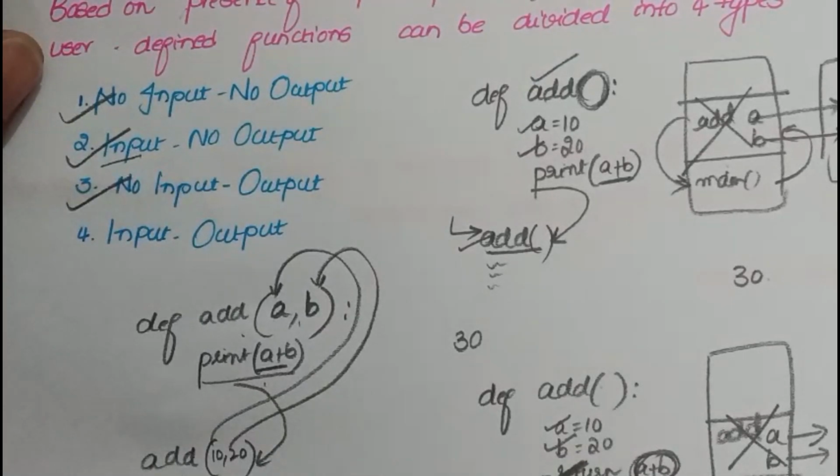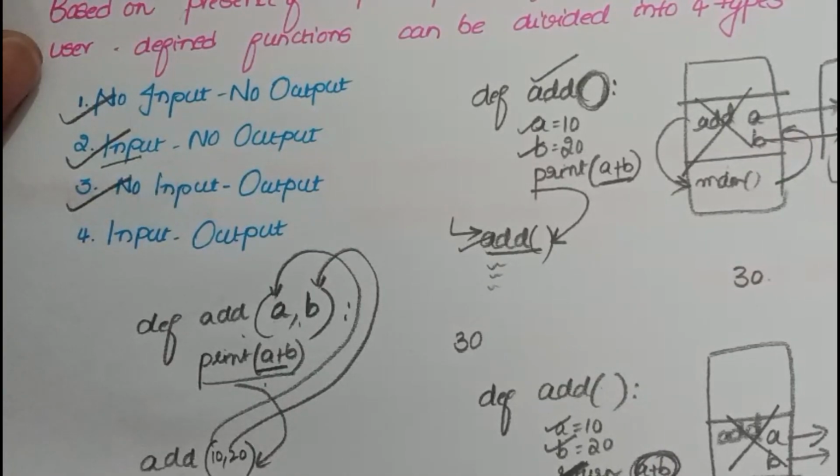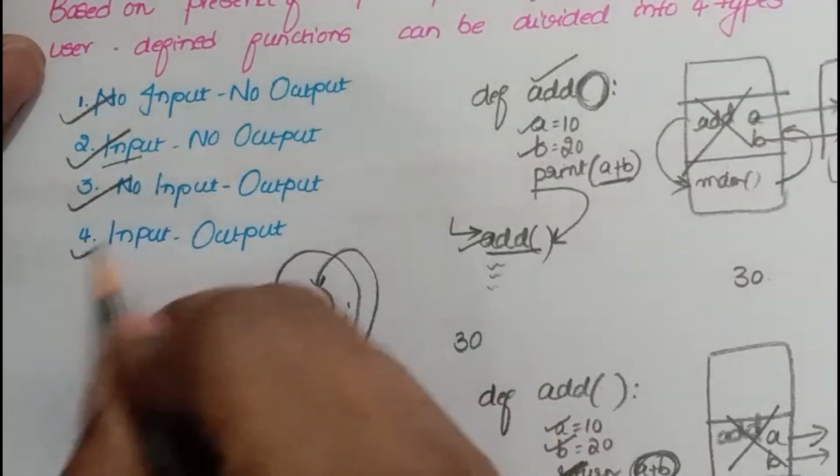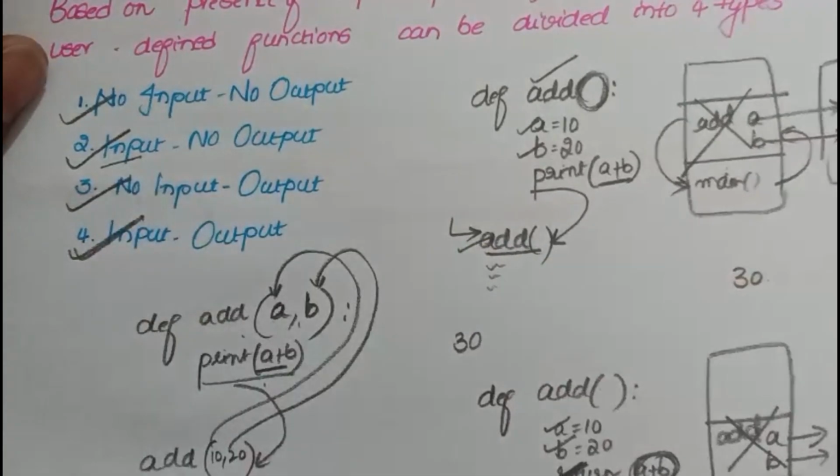And the final type is a function having input and giving output. In this type, the function takes input values as parameters and returns a result after processing them. This is one of the most commonly used types of functions in programming. You can try this out with an example by yourself.